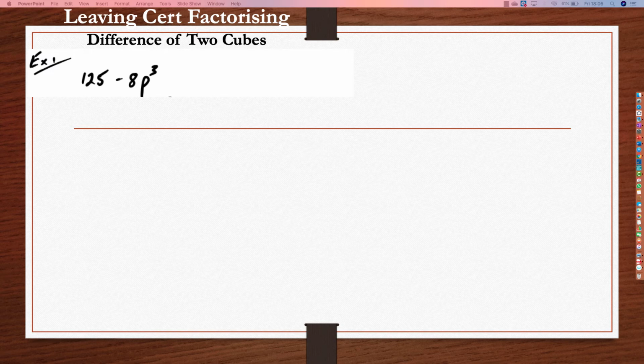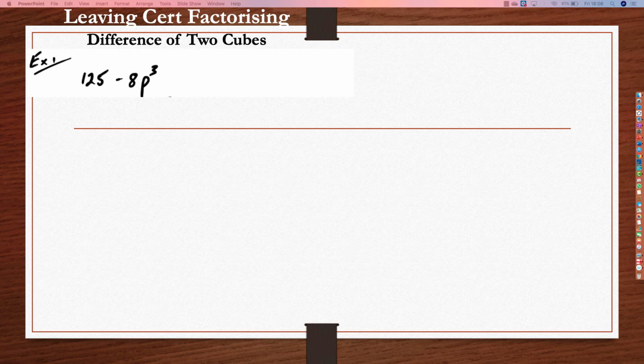So, we have number 5, number 6. That's leaving cert factorising. That's using junior cert types. Number 5 is 2 terms. 6 is 2 terms. And it is the sum of 2 cubes and the difference of 2 cubes. The sum of 2 cubes and the difference of 2 cubes. There are your 2 leaving cert factorising.